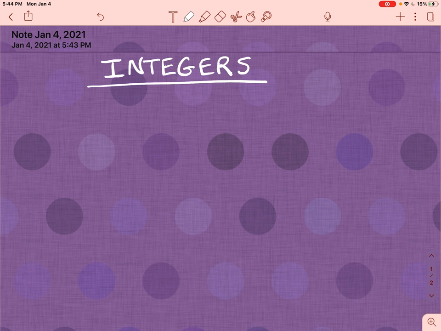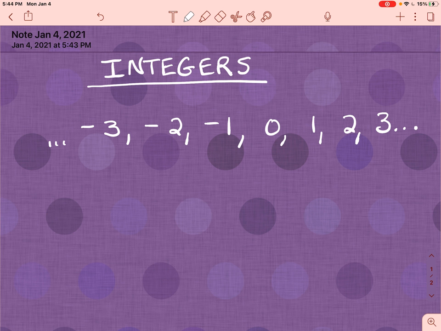Integers are, I can't write them all because they're infinitely many, but I'm going to give you some examples. Integers are whole numbers and negative whole numbers, but not fractions and not decimals. Sort of like the markers, but not the in-between parts. If I went this way, I would have -4, -5, -6, -7 forever. And if I went this way, I'd have 3, 4, 5, 6, 7, 8, 9, 10.